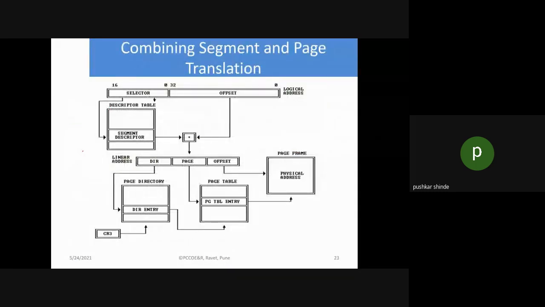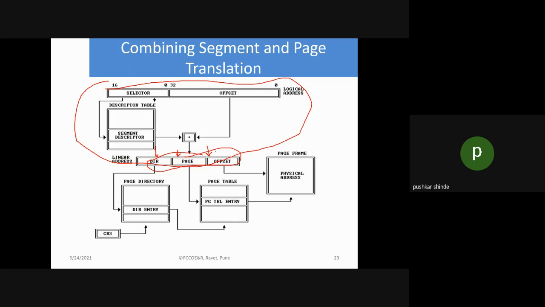So this is the combination of both segment translation and page translation. The upper part is the segment translation, which converts the logical address to linear address. So this is the linear address, which contains three parts: directory field, page field and offset. Directory field is 10 bit, page field is 10 bit and offset is 12 bit.